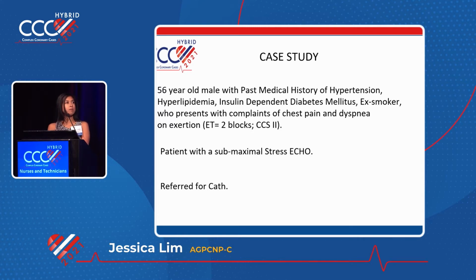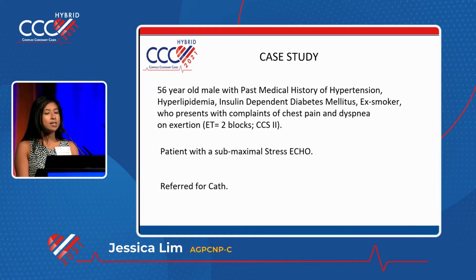So it's a 56-year-old male with past medical history of hypertension, hyperlipidemia, insulin-dependent diabetes, ex-smoker who presents with complaints of chest pain and dyspnea on exertion. His exercise tolerance was 2 blocks, so that's CCS class 2. He had a submaximal stress echo, and because of his symptoms, he was brought for cath.